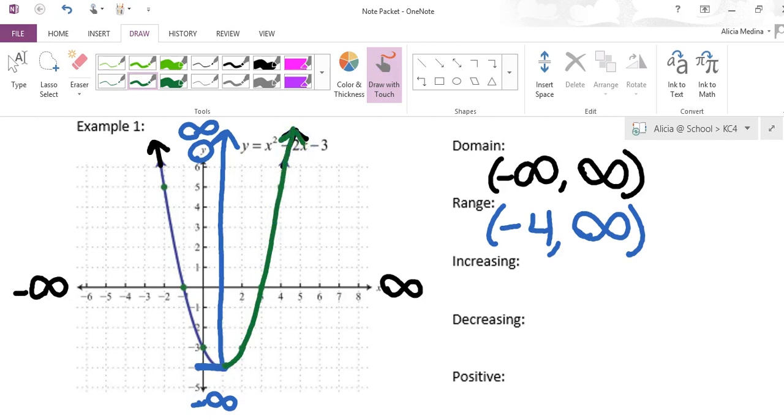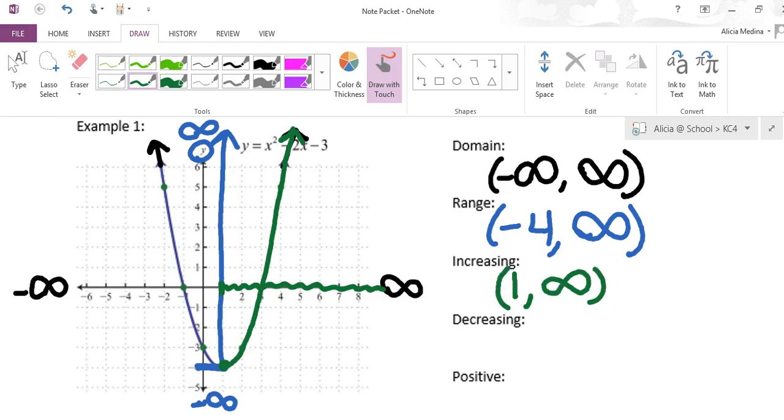That's positive. But what I need to state is the x values. So the x value at this point would be right here at 1, and then it's going all the way to positive infinity. So I have to use the x values. So I write 1 to infinity. My graph is going up.